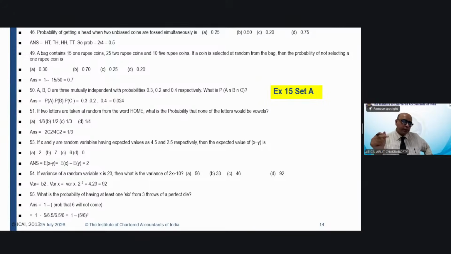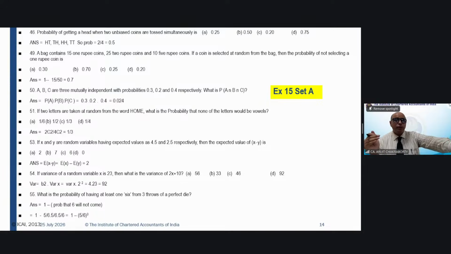So the probability that no 6 will appear is given by 5/6, because you can roll the dice in 6 ways. And if you want a number other than 6, the favorable outcomes can be 1, 2, 3, 4, or 5. 5 options. So when you roll the dice once, the probability of not getting a 6 is 5/6. We are throwing 3 dice, and these are independent events. So 5/6 into 5/6 into 5/6.